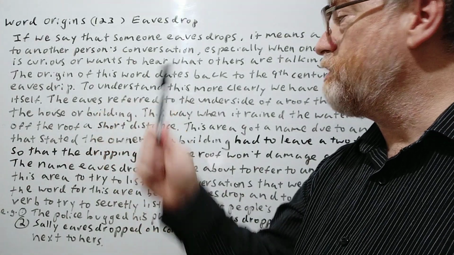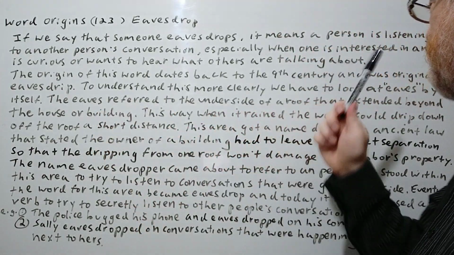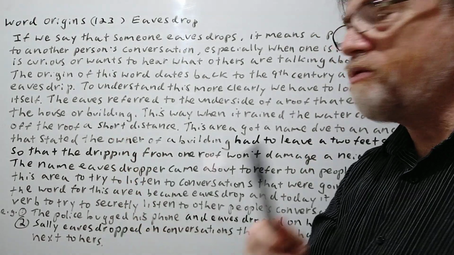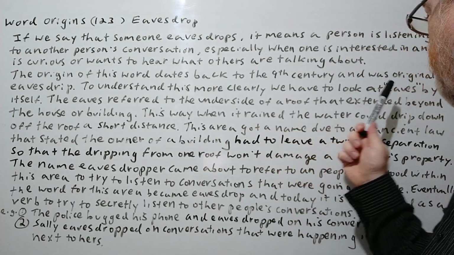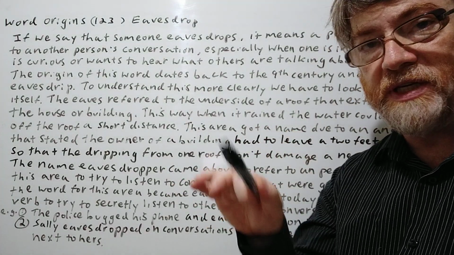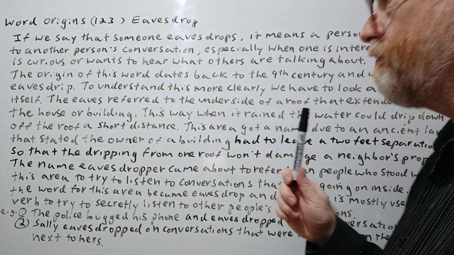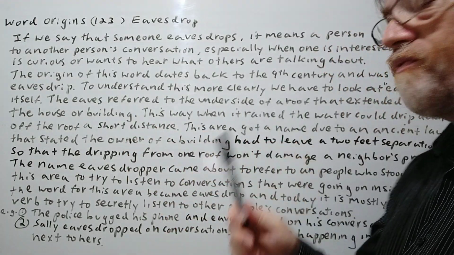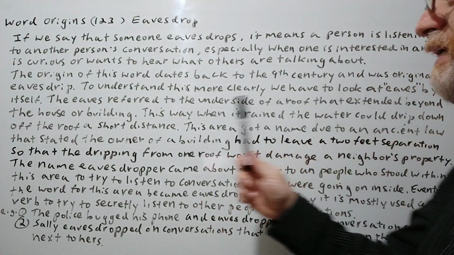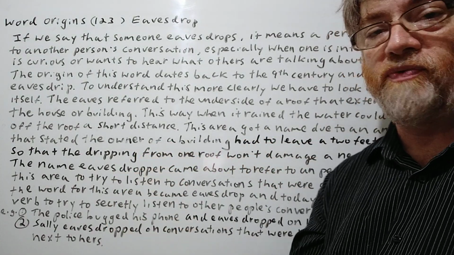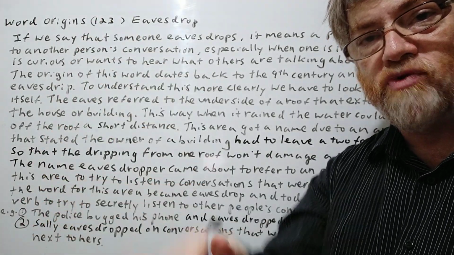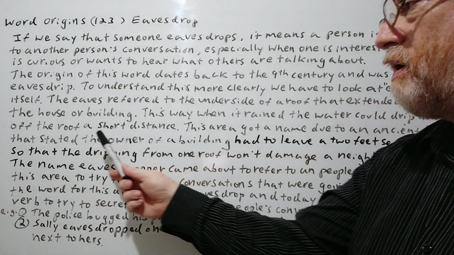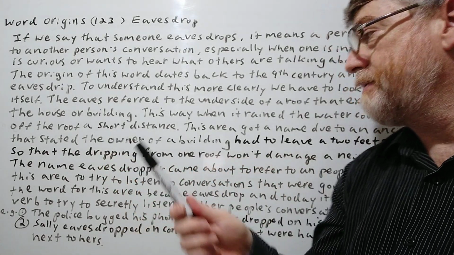Okay, so the origin of this word dates back to the 9th century and was originally eavesdrip. To understand this more clearly, you have to look at eaves, E-A-V-E-S, by itself. The eaves referred to the underside of a roof that extended beyond the house of a building. So the roof went out, so this way, when it rained, the water could drip down off the roof a short distance.